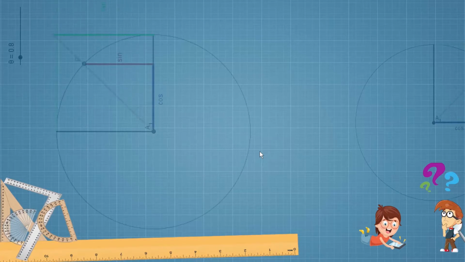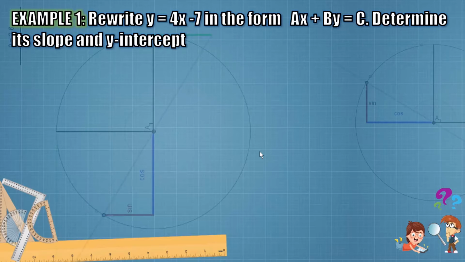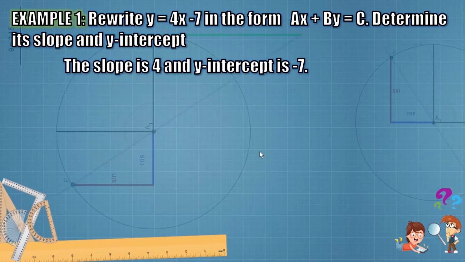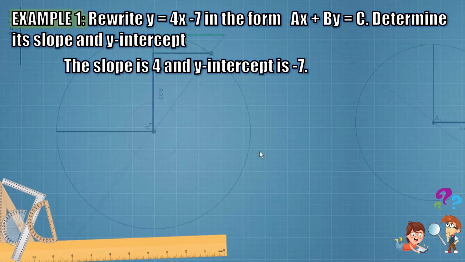Let us observe, examine, and discover how to write slope-intercept form to standard form and standard form to slope-intercept form. How do we write the equation y is equal to 4x minus 7 to ax plus by equals c? By this given problem, we can easily identify the slope and y-intercept because it is already in the form y is equal to mx plus b. The slope is 4 and y-intercept is negative 7.